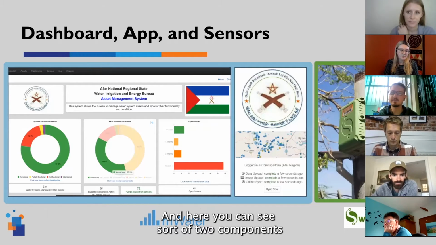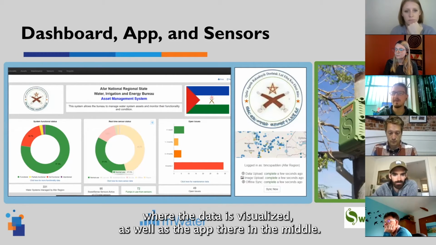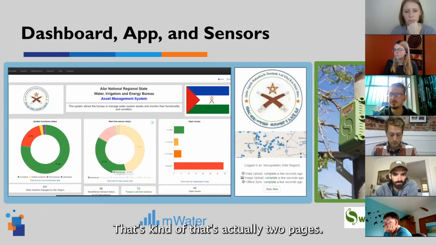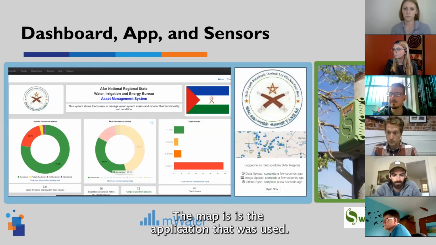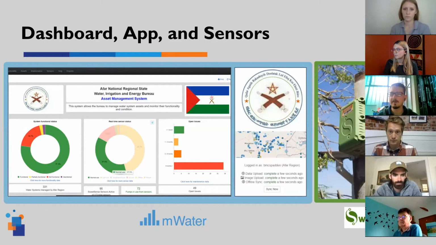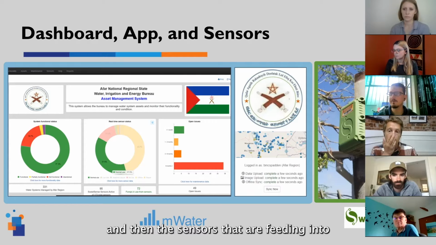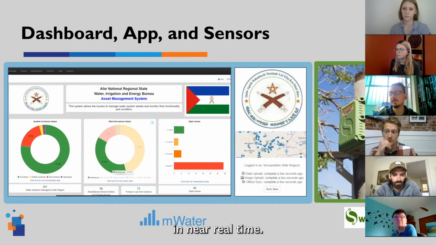And here you can see sort of 2 components. The left dashboard is the dashboard where the data is visualized, as well as the app there in the middle. That's actually 2 pages. The map is the application that was used, so that's the home screen there. And then the sensors that are feeding into the system runtime data in near real time.